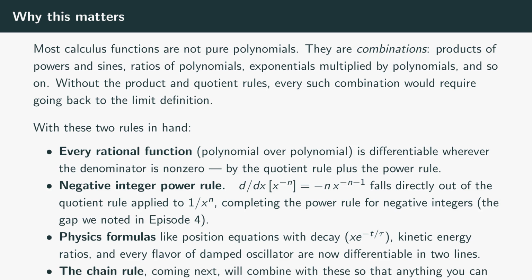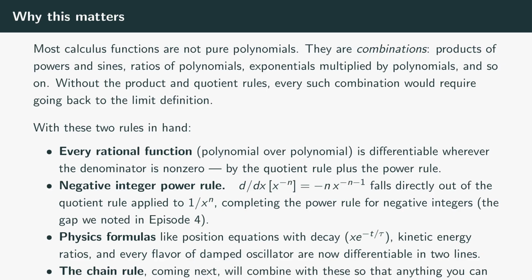Second, we finally get to close a loose end from last episode. The power rule was proved only for positive integer exponents. The quotient rule, applied to 1 over x to the n, immediately extends the rule to negative integer exponents. The derivative of x to the minus n is minus n times x to the minus n minus 1, which is the same pattern. Bring the exponent down, subtract 1. The negative integer case is now done.